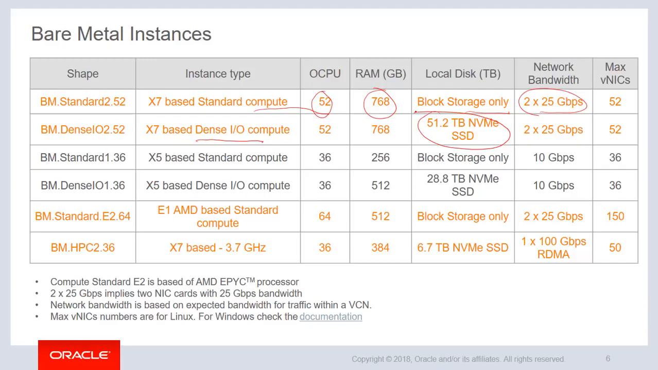Then we also had the previous family X5 shapes, same kind of configuration, standard and a dense IO, but the price performance is much better with X7. This is the current gen, so always a best practice is to go with the current gen, and the cloud provider takes care of upgrading these instances on a regular basis, right?